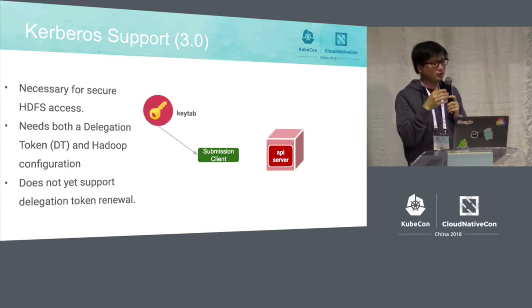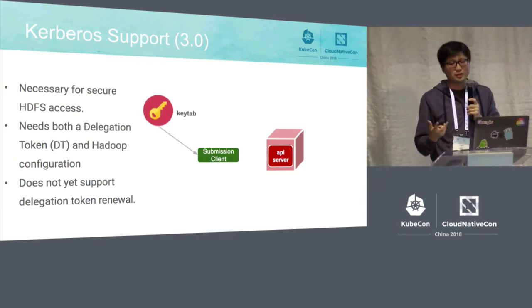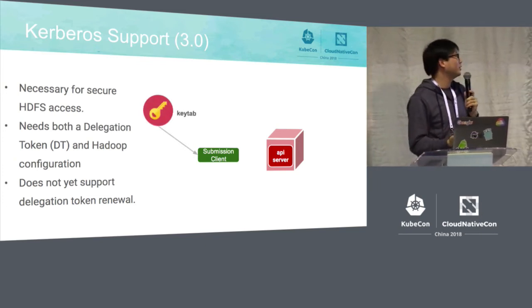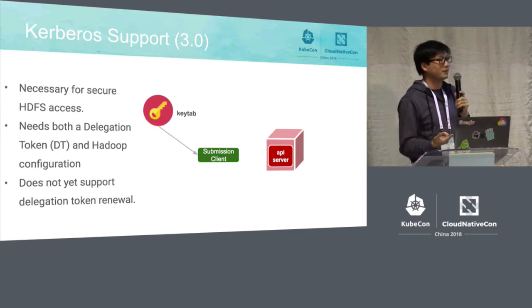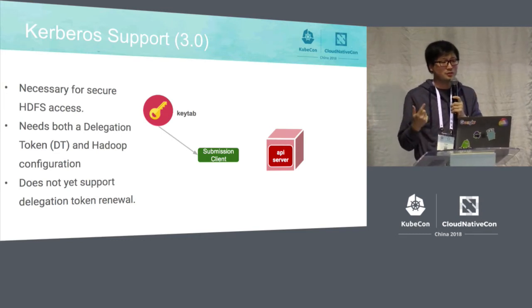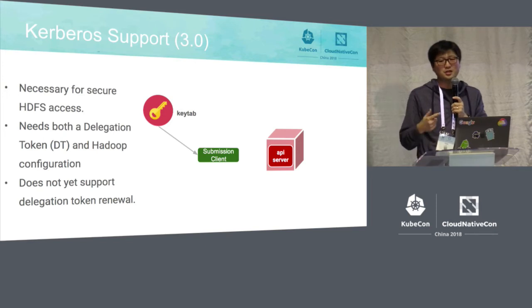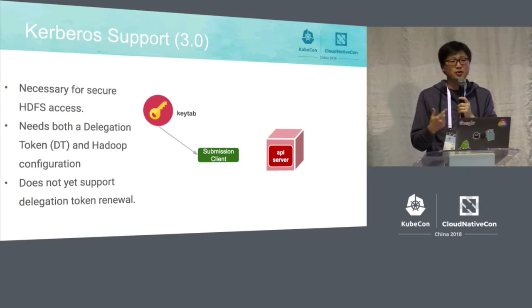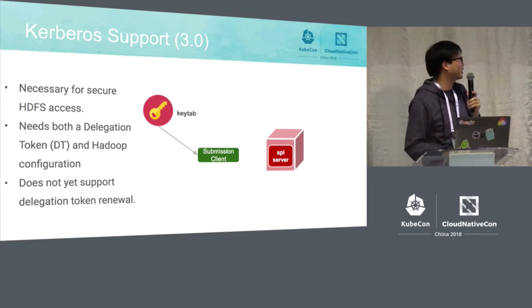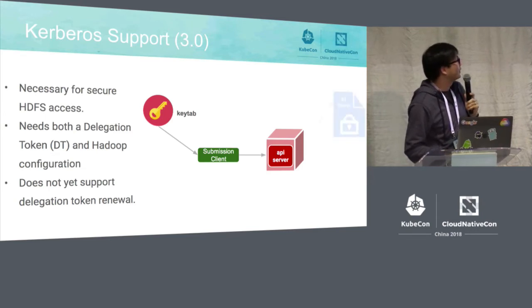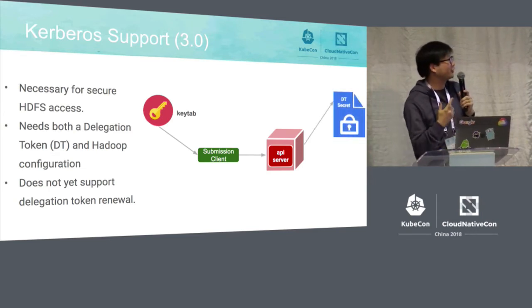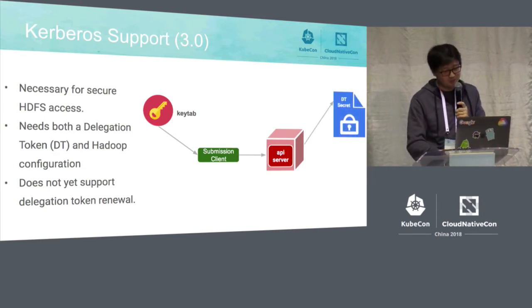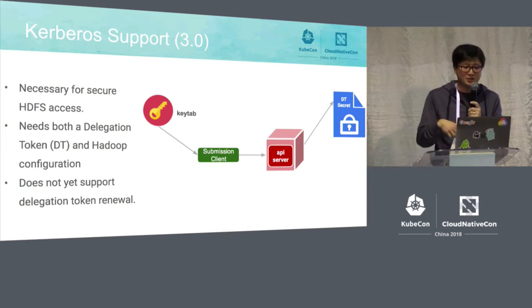When it comes to the delegation token, there are two ways you can specify that. One is you just tell the submission client, hey, this is the Kerberos key type I want to use. Then the submission client will do the authentication for you and generate a secret that carries the delegation token, and mount that into the pods. The second way is, if you already have a secret that carries your delegation token, you can just mount that into the pods.